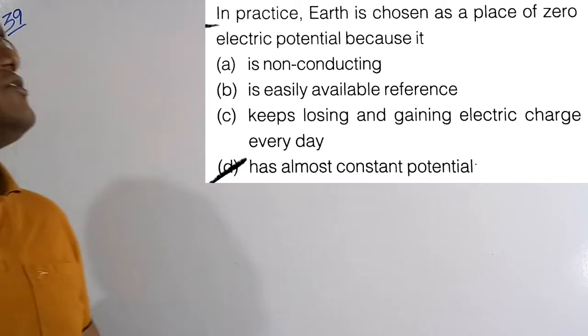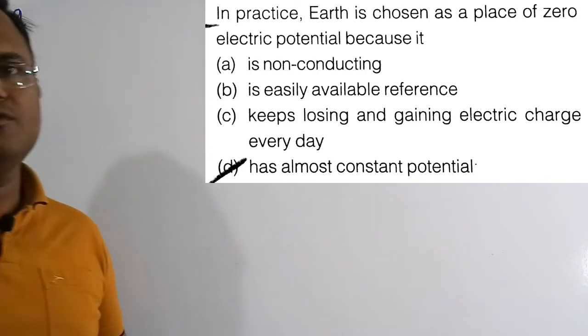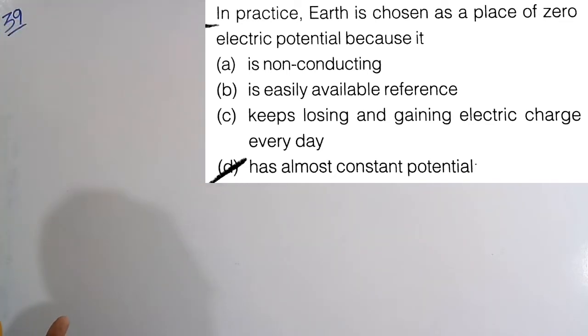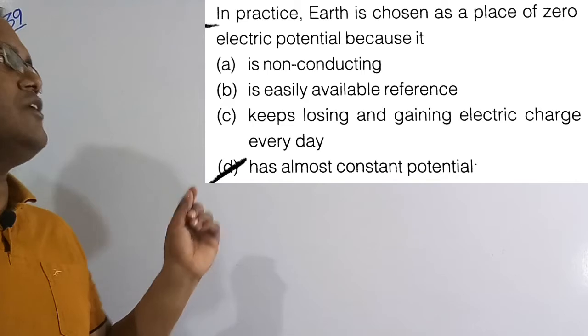So in practice, why is earth chosen as 0 electric potential? What is the reason? Out of these 4 options, option D, it has almost constant potential, is the correct solution of this question. So let's solve this numerical.